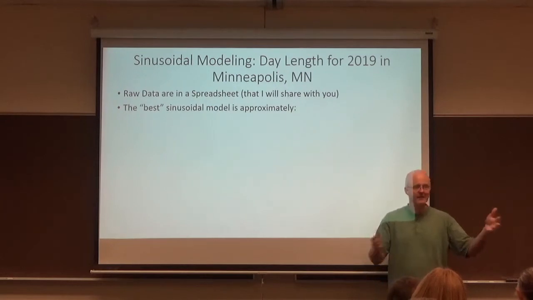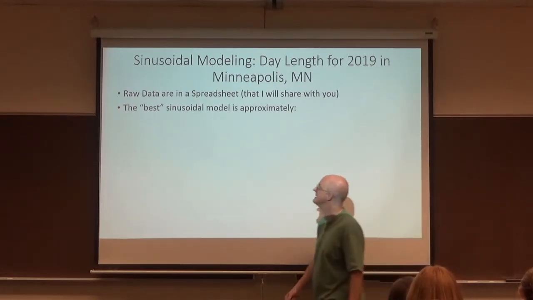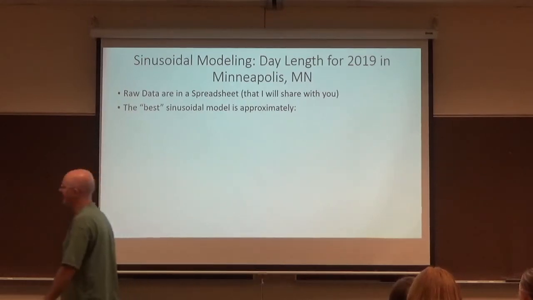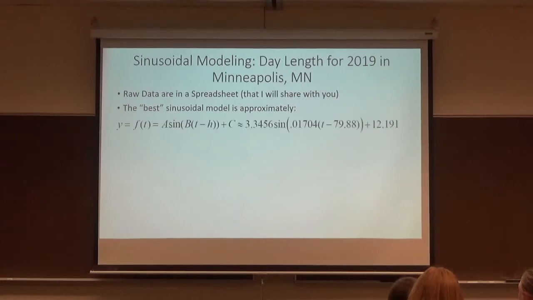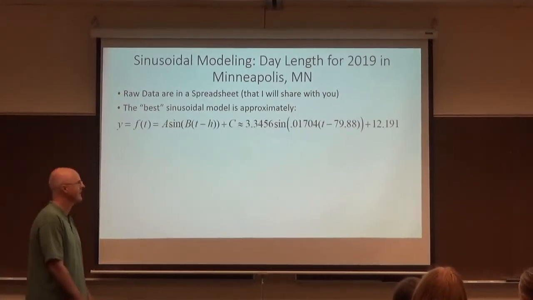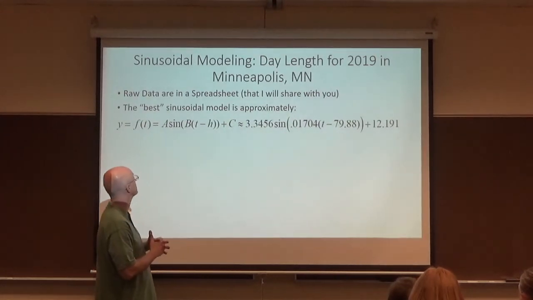And of course, when you do daylight savings time, it just shifts it, so it doesn't affect the amount of daylight that you have. So I put it in a spreadsheet and I graphed it, and I downloaded it into Mathematica, and I tried to model it with a sinusoid. And here was the best sinusoidal model that I found, approximately. I'm not guaranteeing this is absolutely the best.